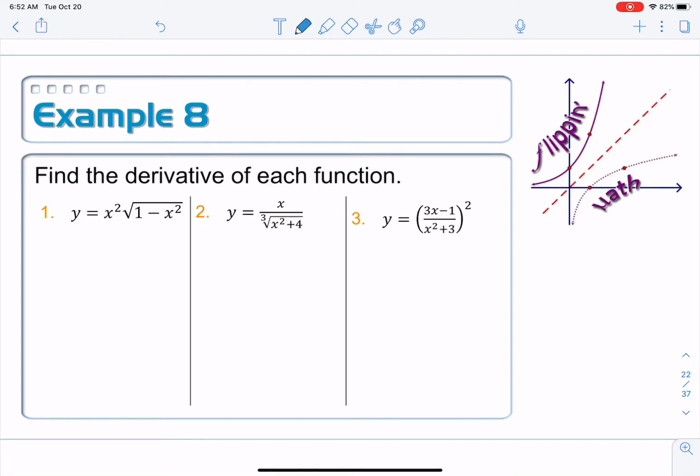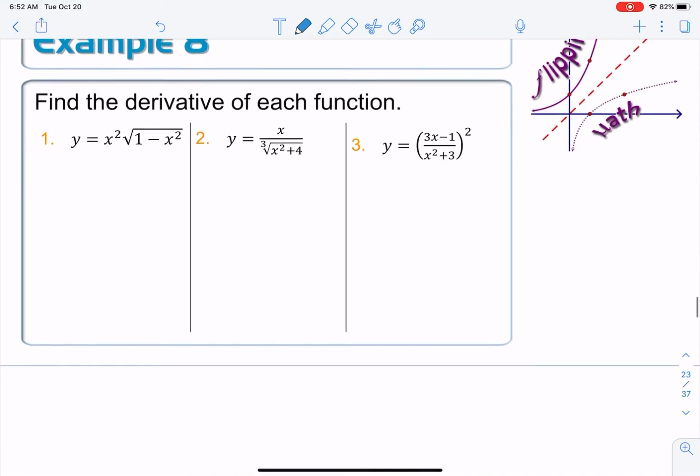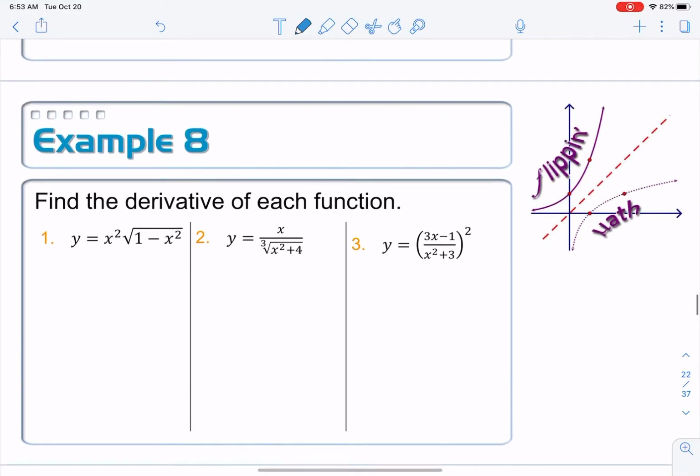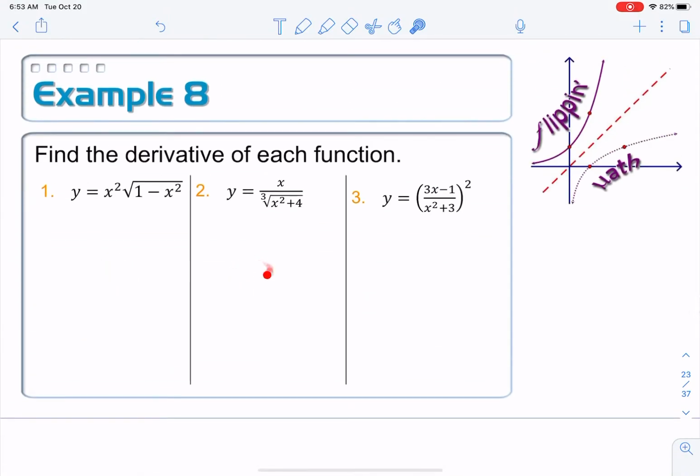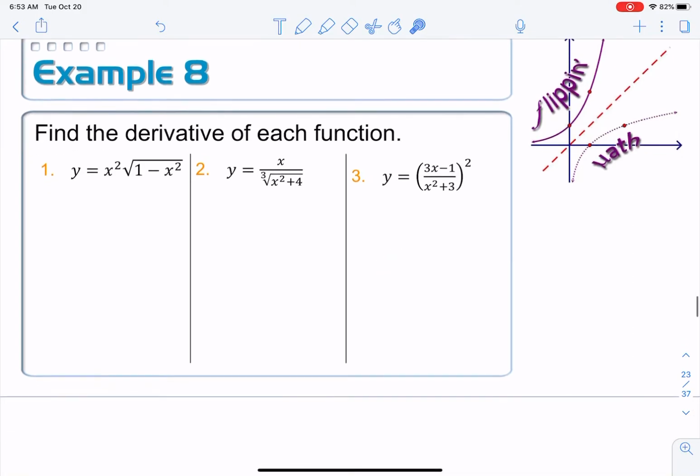For example 8, we have 3 particularly brutal functions to take the derivatives of. So not only do these things use a chain rule, but in this case, we have the product rule. In this case, we have the quotient rule. In this one, also a quotient rule, but in the reverse order from this one. Okay, so there's just not enough space in each of these little locations to do the derivatives.